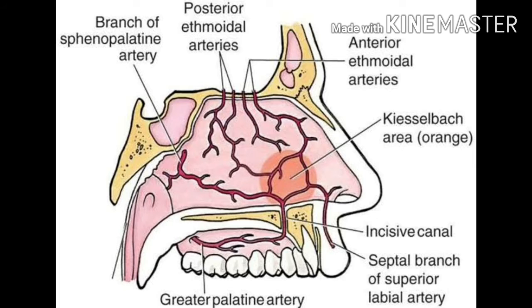Okay, now these are the 4 arteries which I have told you. First, anterior superior part, ethmoidal arteries, anterior and posterior ethmoidal arteries. Anterior inferior is by the facial artery, which is the superior labial branch of the facial artery. Posterior superior is supplied by the sphenopalatine artery, which is the main arterial supply of the nasal septum, and posterior inferior is the branch of the greater palatine arteries.